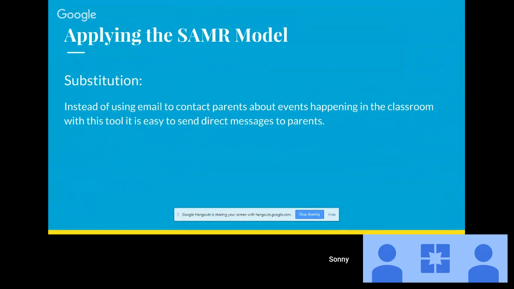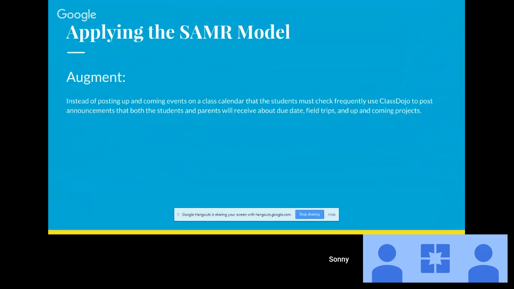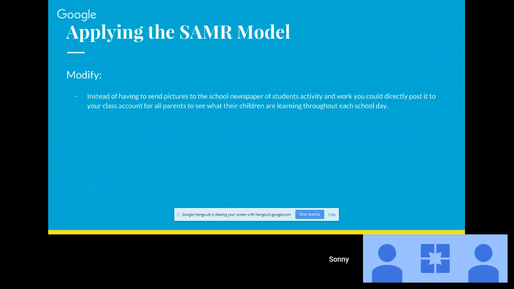So for the Samurai model of Class Dojo, for substitution, instead of using email to contact parents about events happening in the classroom, with this tool it is easy to send direct messages to parents. For augment, instead of posting upcoming events on a classroom calendar that students must check frequently, use Class Dojo to post announcements that both the students and parents will receive about due dates, field trips, and upcoming projects.